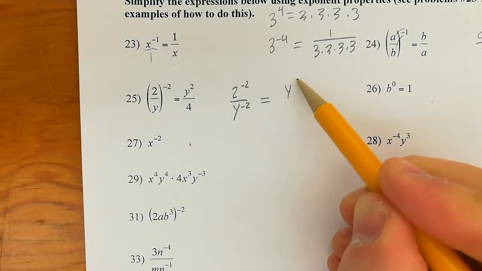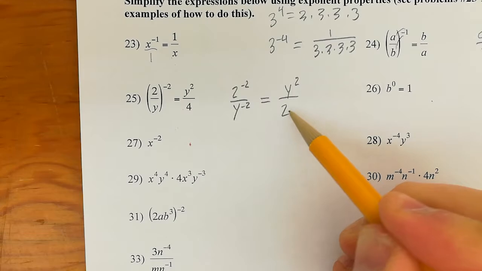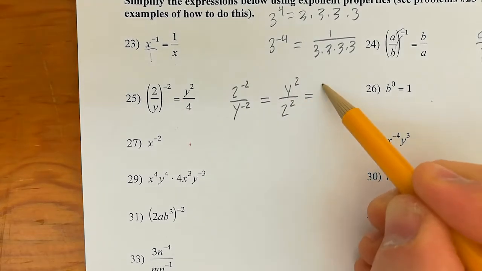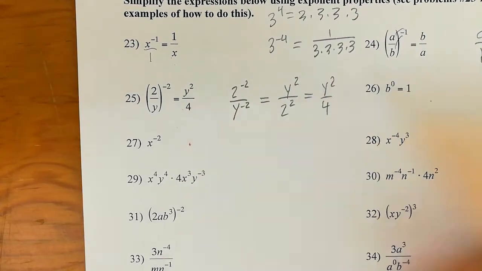So this should be in the numerator with a positive exponent. This should be in the denominator with a positive exponent. And then, of course, 2 squared is 4. So that's how you end up with y squared over 4.